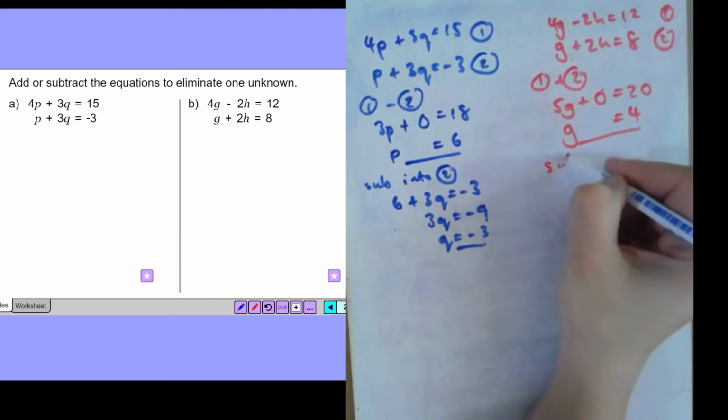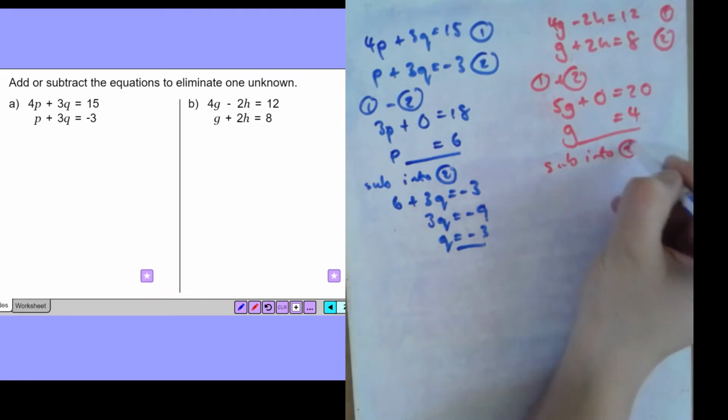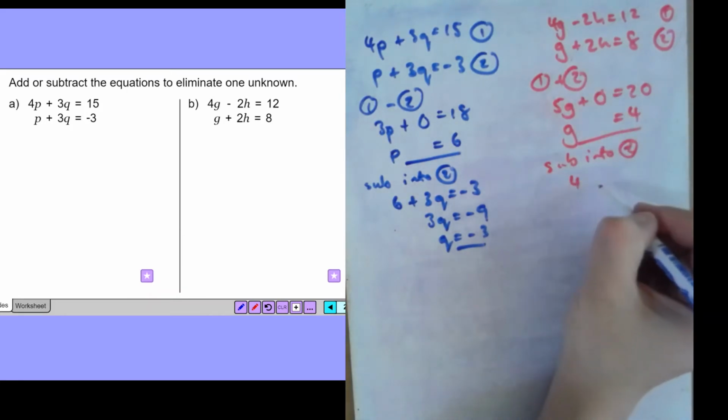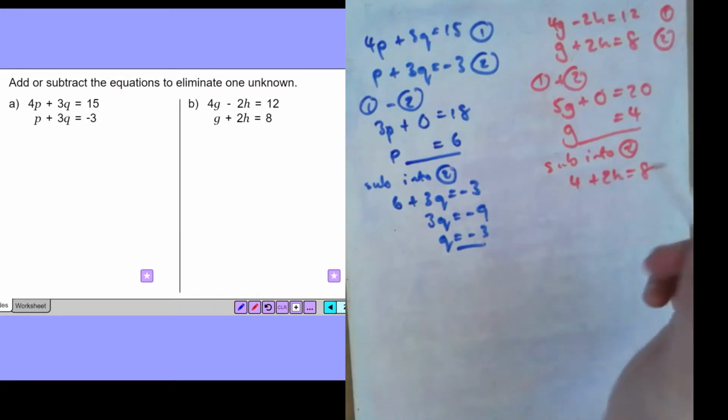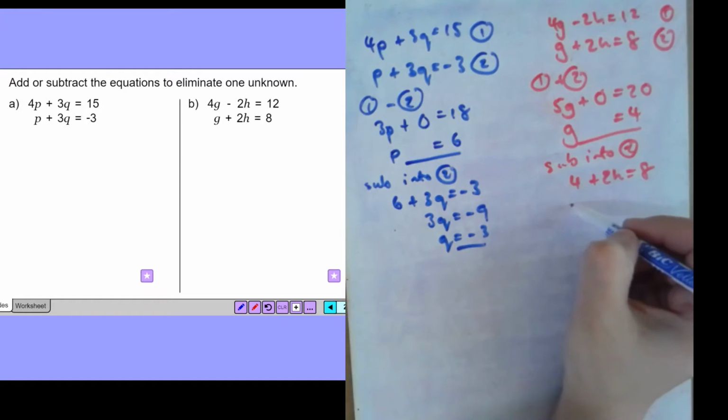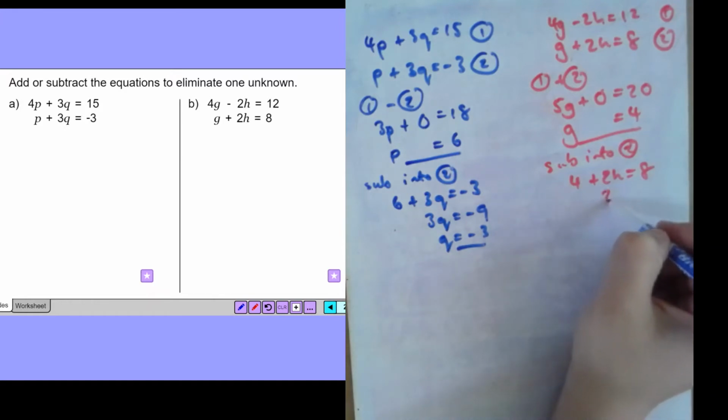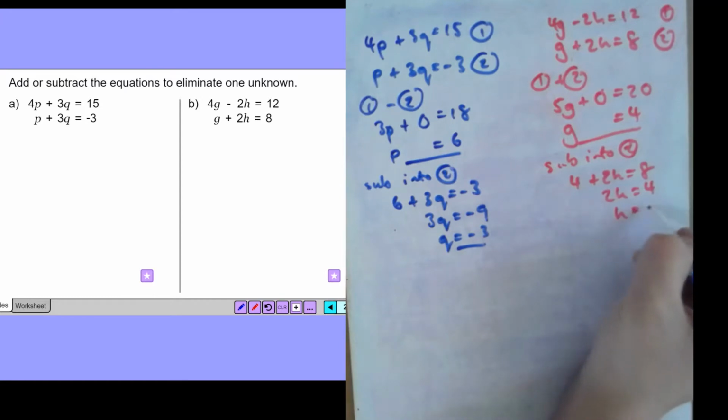Okay, so I'm going to sub into 2. So instead of g, I'm going to put 4, and I'm going to have plus 2h equals 8. I then need to take away 4 from both sides, which then leaves me with 2h equals 4. I then need to divide by 2. That will give me h equals 2.